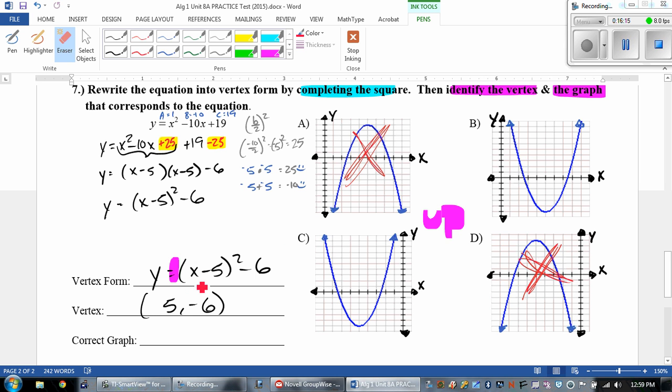Okay, so now that I know that's -5, this is supposed to be the opposite, which is a +5. And that's going to be which one? 2, 3, 4, 5. I'm looking at B. There's 5. 1, 2, 3, 4, 5, 6. That's the point, 5, -6. So B is my correct answer. This would have been our other vertex, which would have been -5, -6, but not what we wanted.